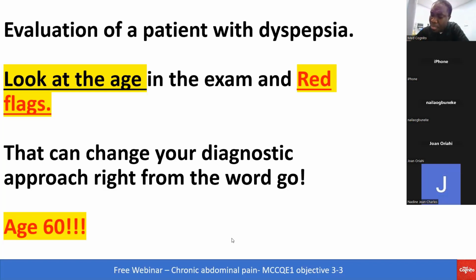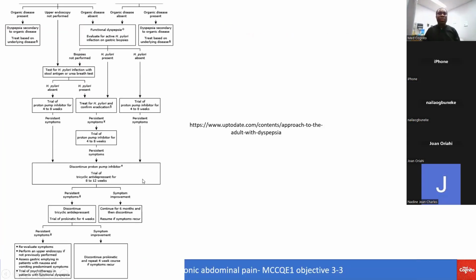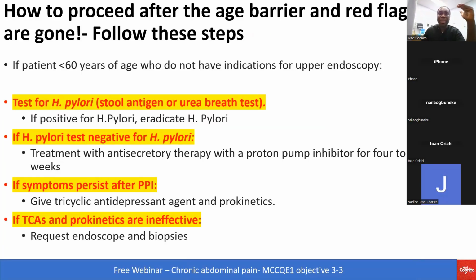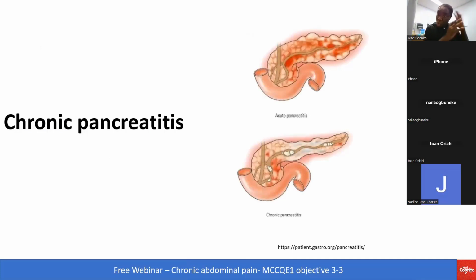What's your next step? We'll go for urea breath test. Okay, urea breath test was negative. Then we'll go for 4 to 8 weeks proton pump inhibitor prescription. The patient came back after 3 months saying that the symptoms are there. We'll go for then the tricyclic antidepressant and prokinetics. And the patient said still symptoms are present after using it for 2 months. Then we'll go for endoscopy. That's all. This is the approach you have to use. So that is one main common differential of chronic abdominal pain. Master dyspepsia, master non-ulcer dyspepsia.